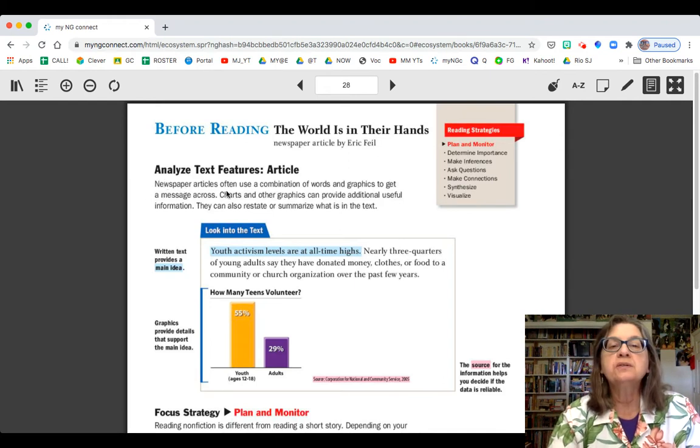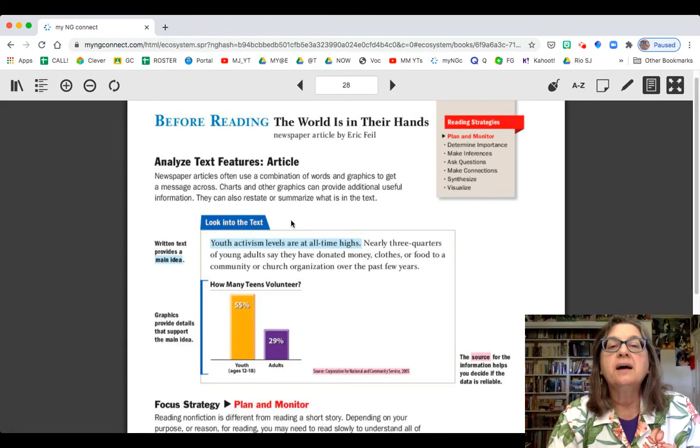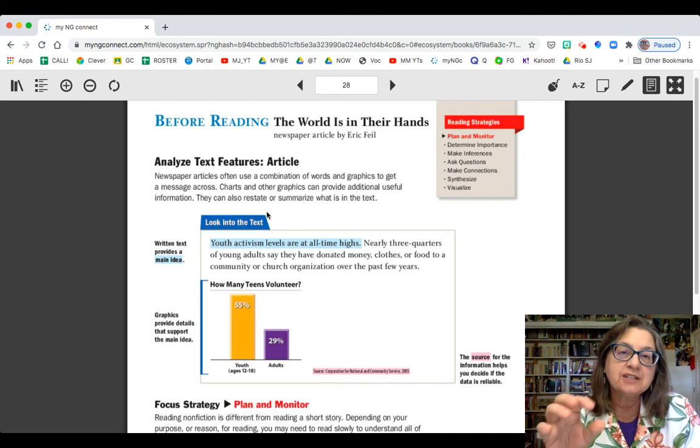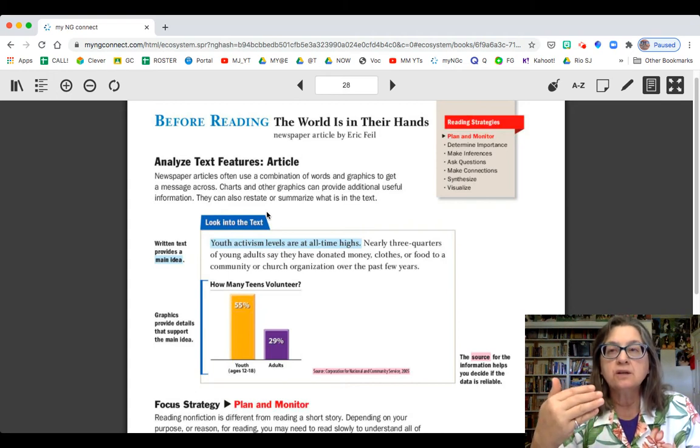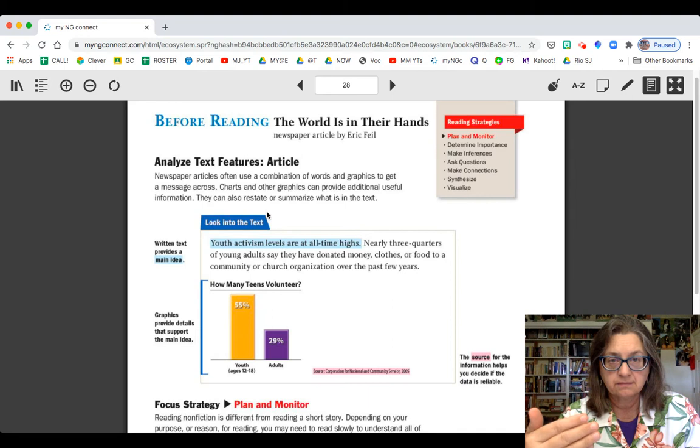So newspaper articles often use a combination of words and graphics to get the message across. Pictures, captions, graphs, different things. Charts and other graphics can provide additional useful information, and they can also restate or summarize what is in the text. So you get a lot of information about the same thing. What's very important with a newspaper article is you get facts. You get real figures and information.